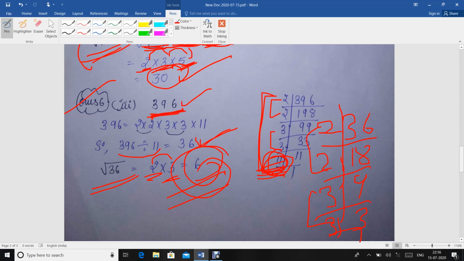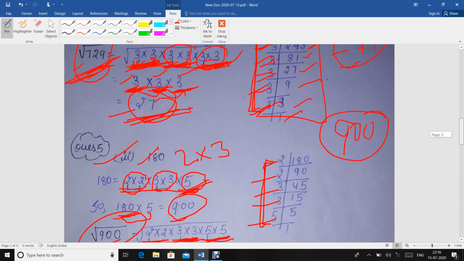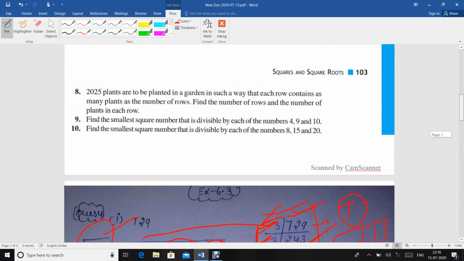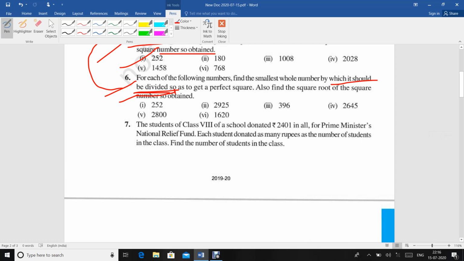You can solve all the questions in a similar way. Means you can solve all the parts of these questions in a similar way, and you have to do it yourself. After doing that, you can note it down in your fair notebook. Let us move towards question number 7.